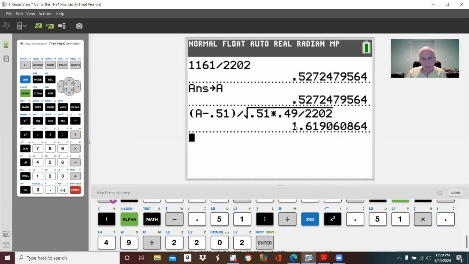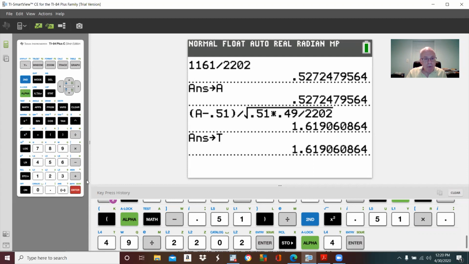Now, what am I going to do with this? I'll store it in T. So you can see I calculated my sample proportion and stored it in A. I used it in the formula for the test statistic, and now I'm going to store the test statistic number in T. So I'm going to hit the store button and store it in T.